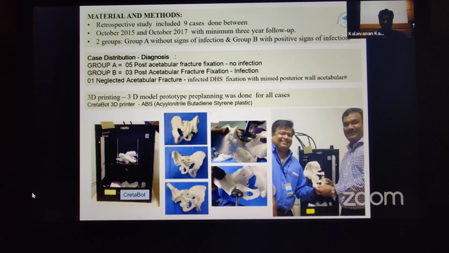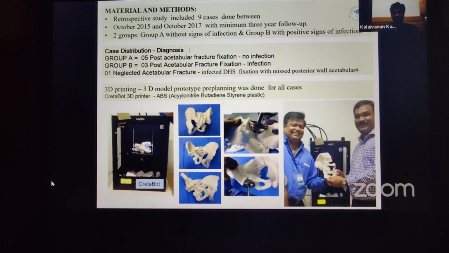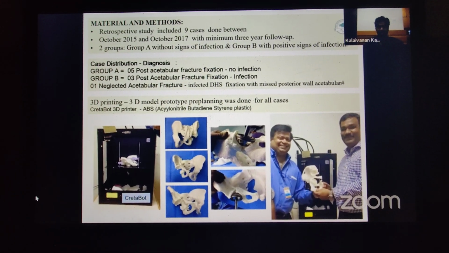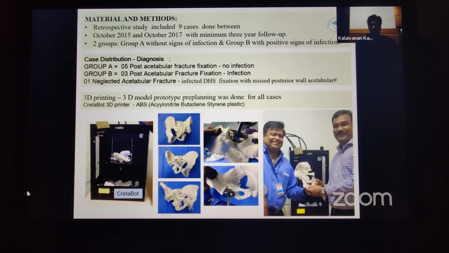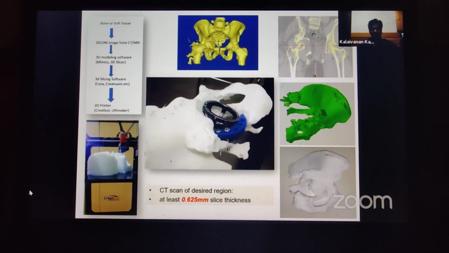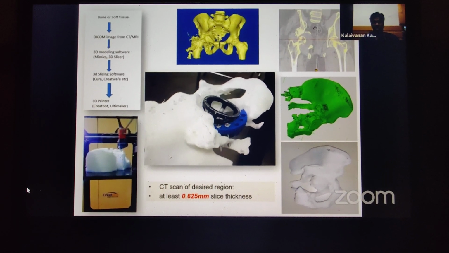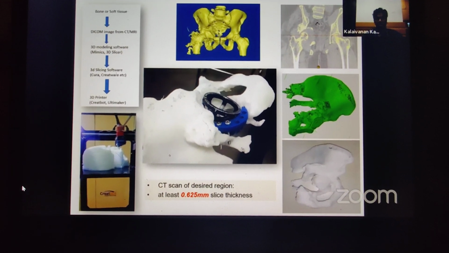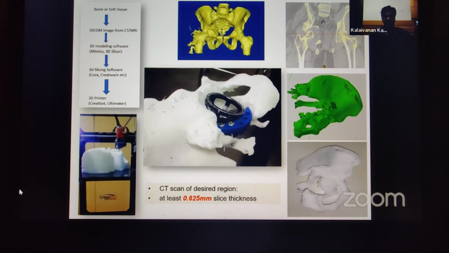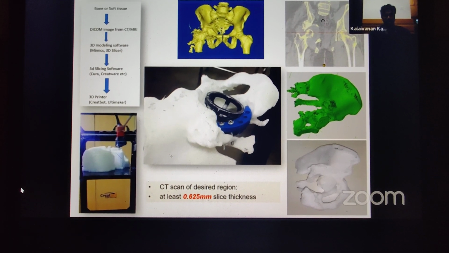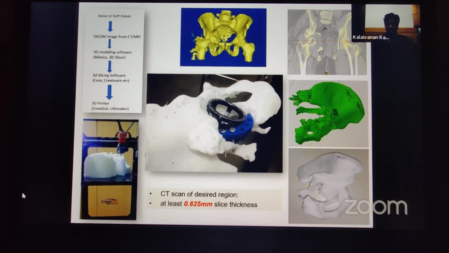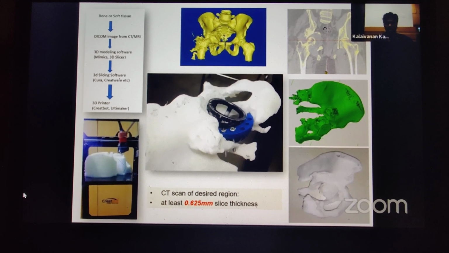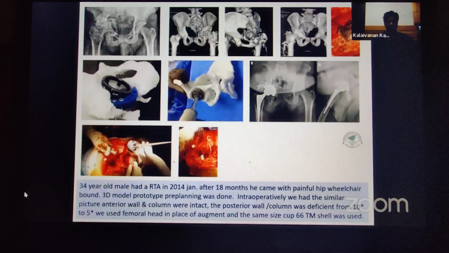3D model prototype pre-planning was done for almost all the cases, and the acetabular 3D printer was the one which we had in-house, and ABS material was used to make the 3D models. Once the radiological investigation of the bone and soft tissue is done, the DICOM images are collected from the CT and MRI. We use the Mimics 3D modeling software and Cura, the 3D slicing software, and we have a 3D printer. We made sure a CT scan with 0.6 slices was included.